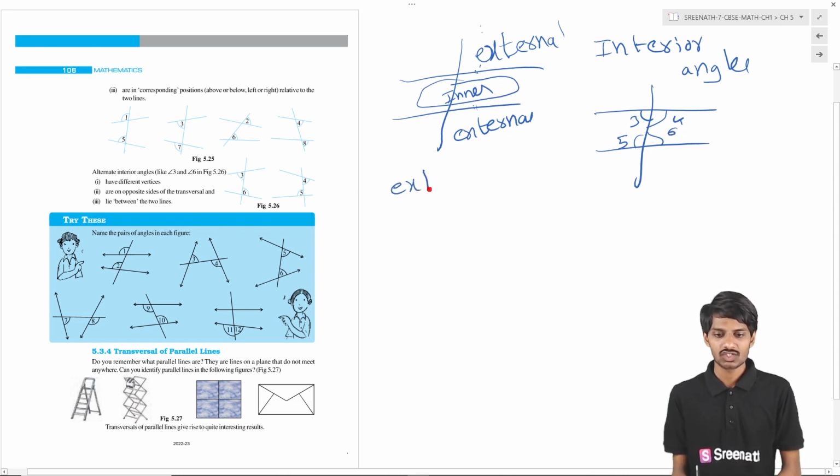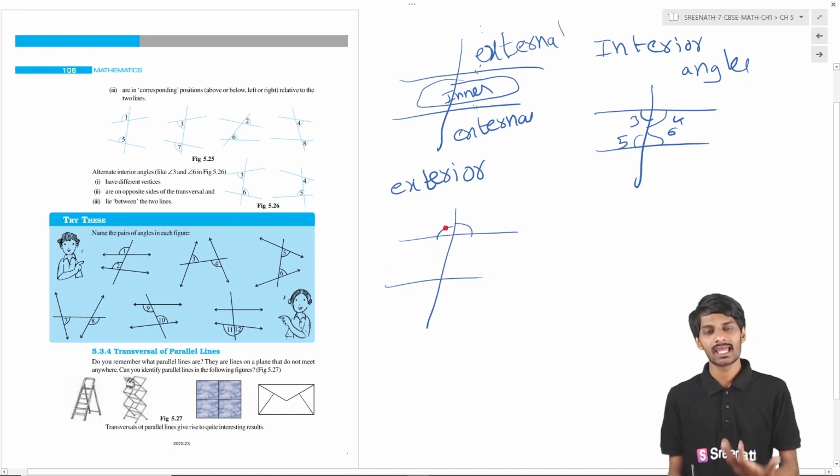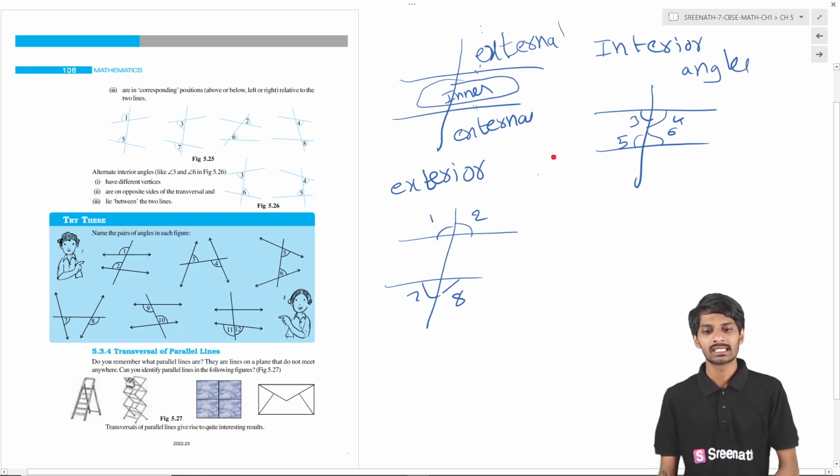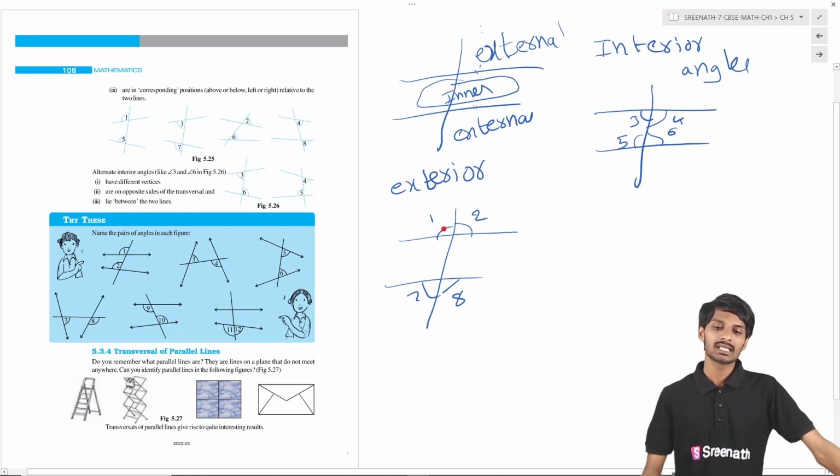Now what about exterior angles? Exterior means outside. So this is the line. Students, this is the line. This is the inner area. What is the outer, external area? These angles are exterior angles, 1, 2, and these two are exterior angles, 7, 8. So these four angles are the exterior angles, students. We have completed what interior angles and exterior angles are. In the interior and exterior angles there are some different angles.